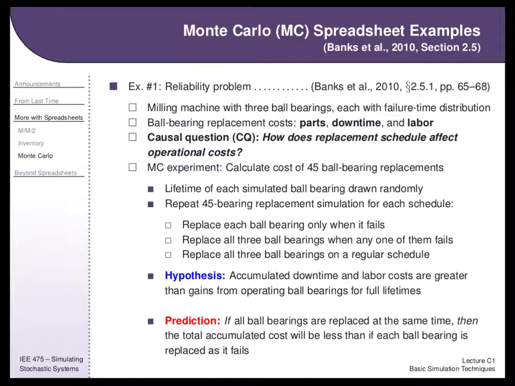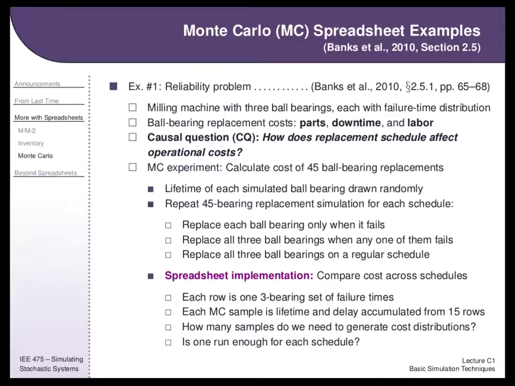So we run a bunch of replications under one condition, a bunch of replications under the other condition, and compare the average costs using a statistically valid method, like a t-test, and then that tells us which policy is best. And so you can imagine implementing this, every row having a lifetime of failure times for each ball bearing, and then each sample is a lifetime and a delay accumulated from 15 rows. And so the simulation runs for 15 rows.